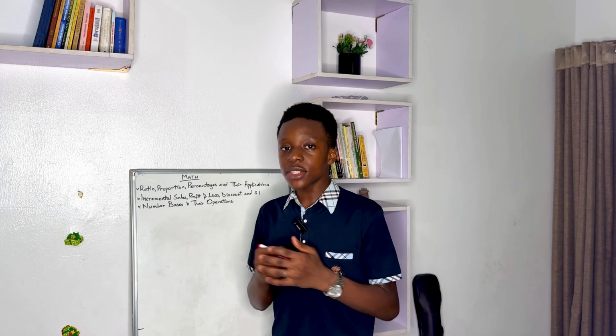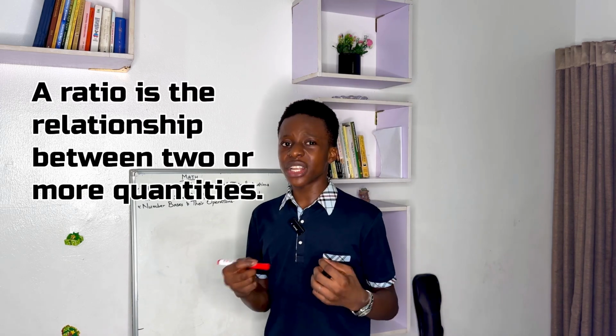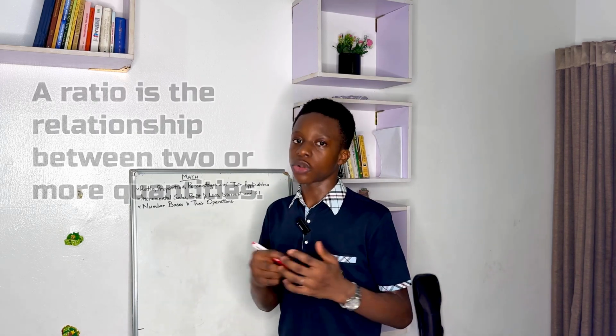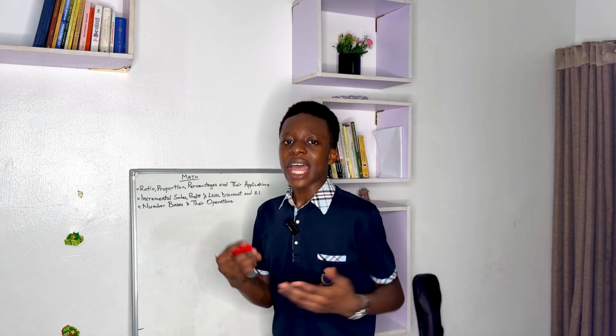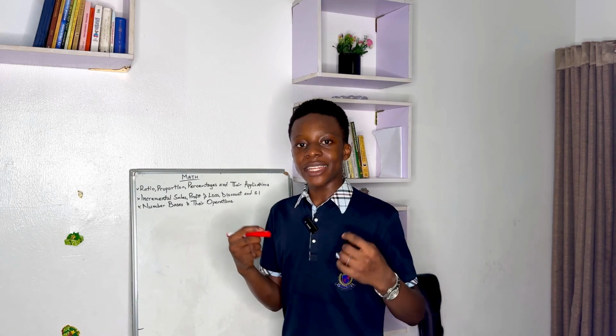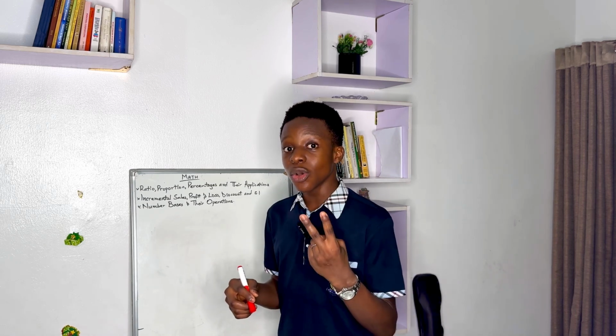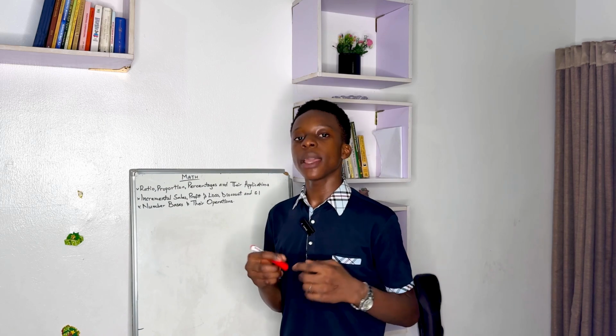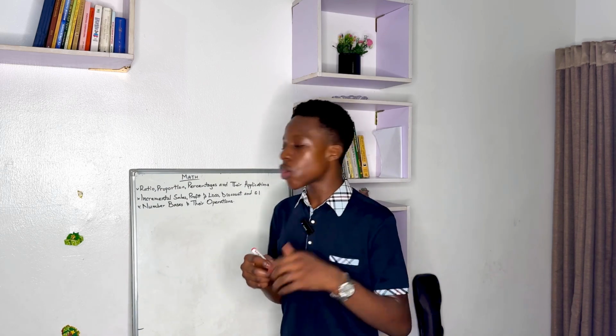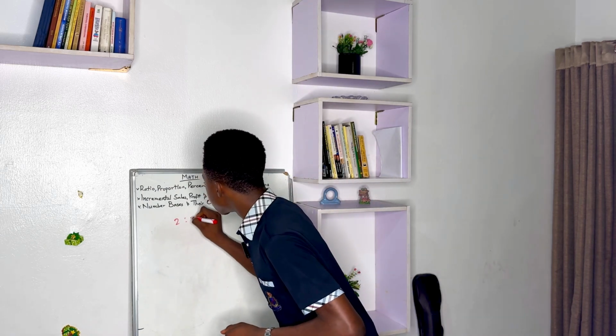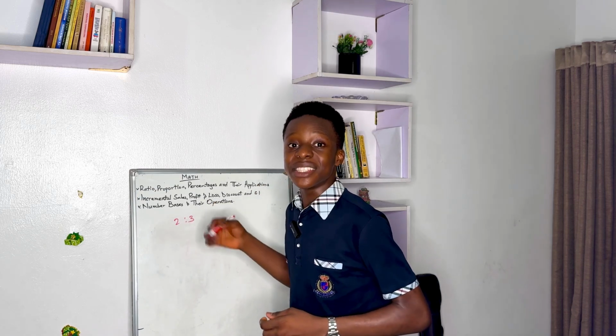First of all, what is a ratio? A ratio is the relationship between two quantities or two numbers. So here's an example. I have three baskets, and each of these baskets contain fruits, and these fruits are apples and oranges. In each basket, there are two apples and three oranges. It means that the relationship between apples and oranges is 2:3, and this sign means the ratio sign.